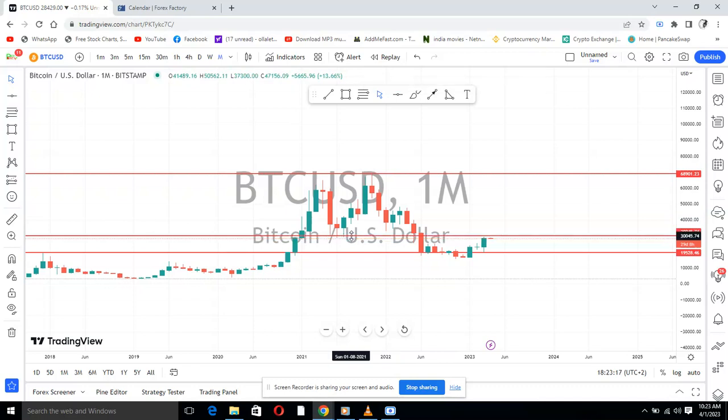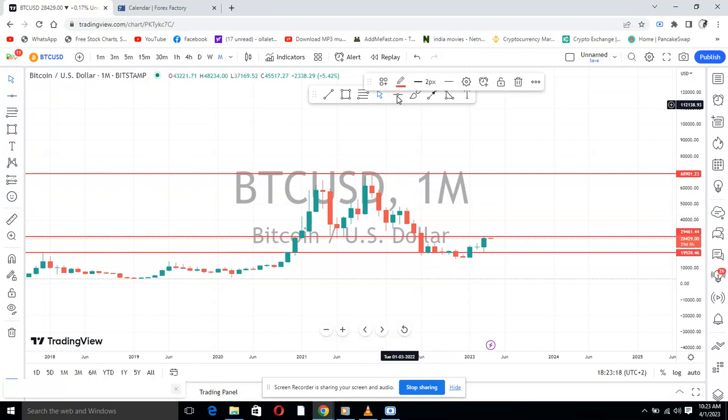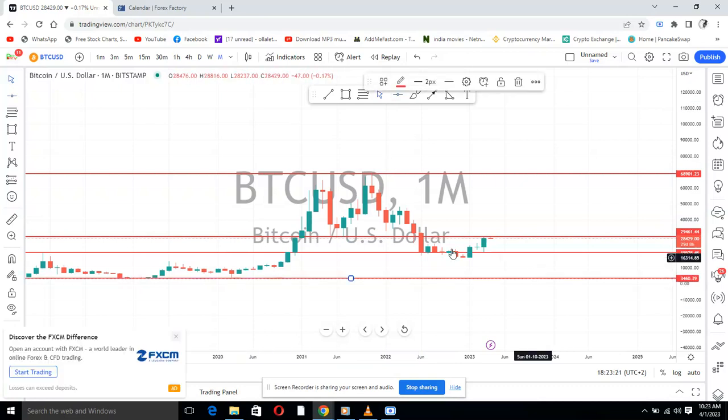Mark this one clearly, support and resistance. If you are trading support and resistance, like I say, when price departs from one particular support, the next resistance is the target. You can see the way the price came back here now.